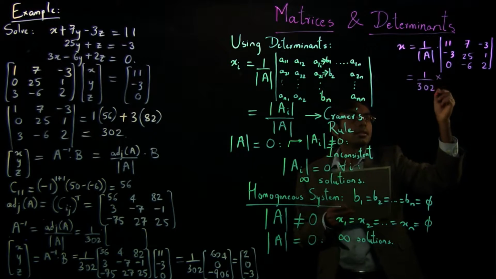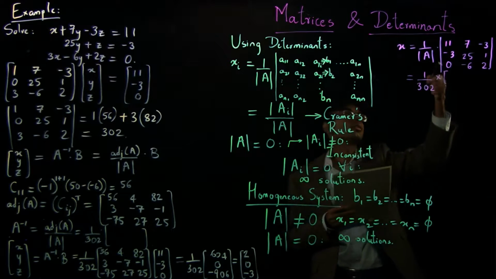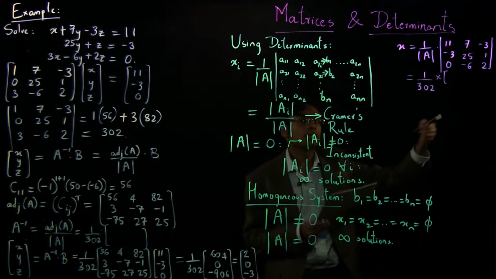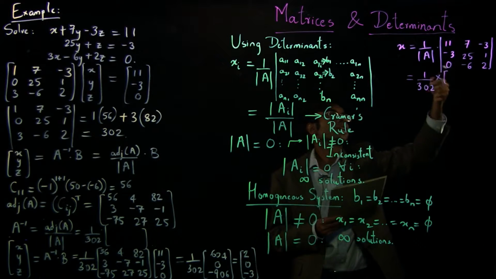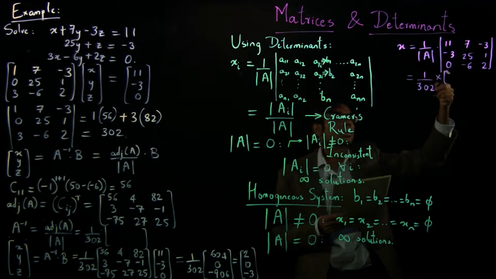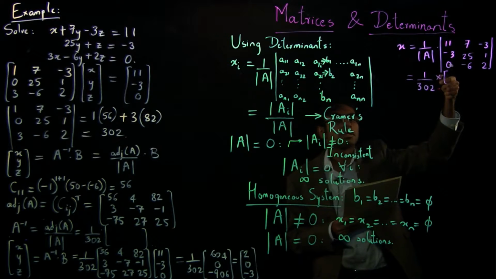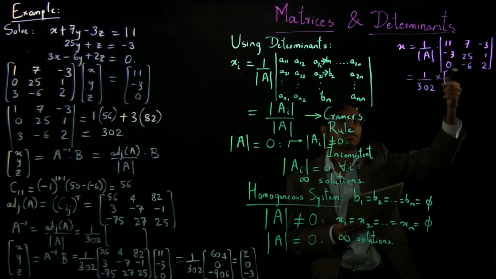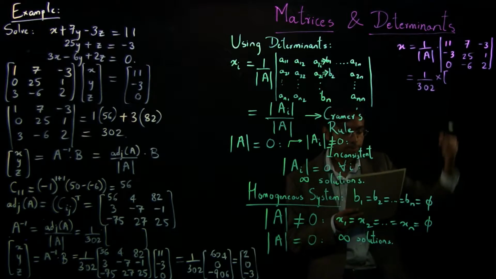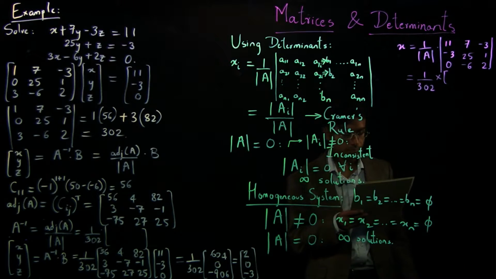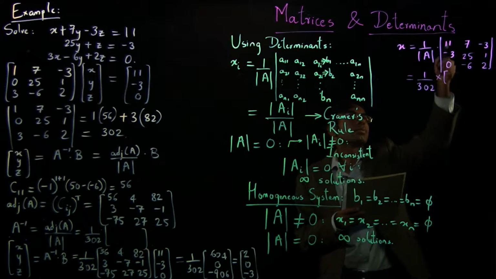And again, if I'm looking for a shortcut or to save time in your exam, find any row or column where at least one of the elements is 0, preferably more if you can find that, and use that to expand the determinant. So let's expand by this column.